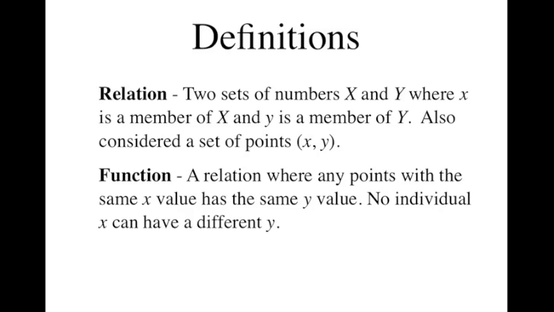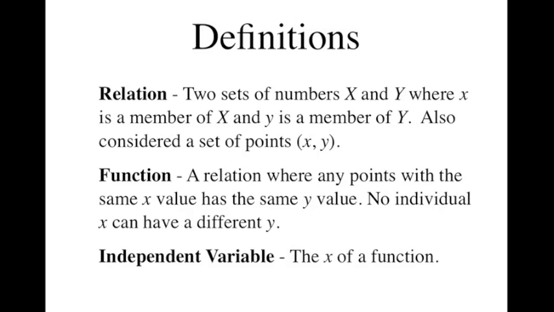So to say that again, if we had (1, 3) as one of our coordinates, and then we had (2, 3) as our second coordinate, that's okay because y's can have different x's, but no x can have different y's. We'll talk about that a little bit more as we move on.